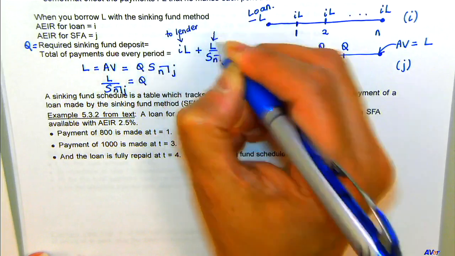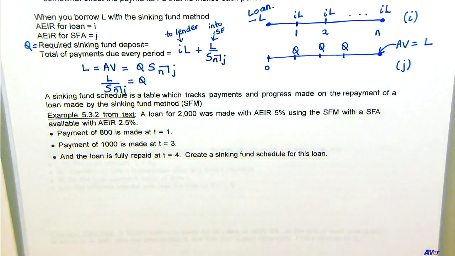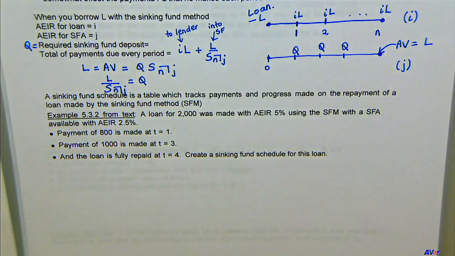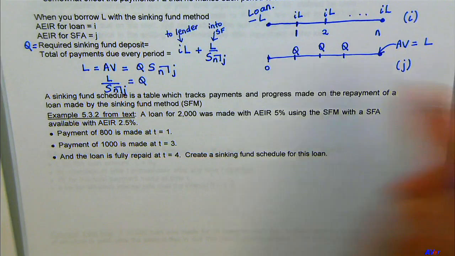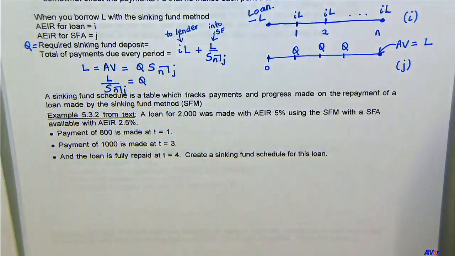And this one goes into the sinking fund. Make sense or no? Because as the borrower, you need to come up with two pieces. One piece to keep paying mom, I times L, I times L, I times L, I times L for 4 years. And you also need to come up with the Q such that the Qs will accumulate to 100,000 at time 4. Get it? So this is the total payment that the borrower has to come up with. Get it?